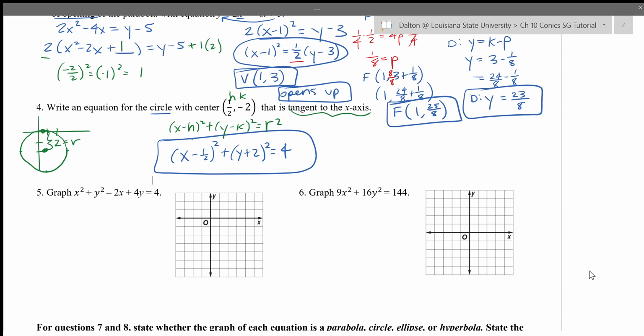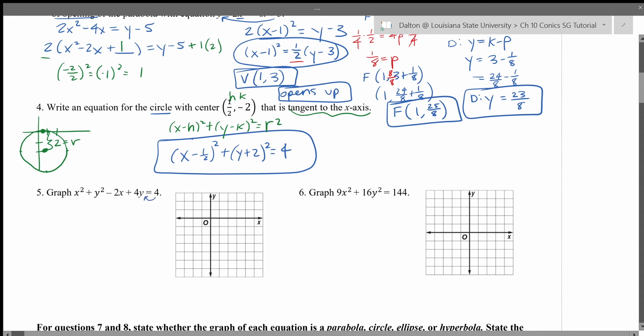So for number 5, if everything is equal to 0, I could just move this 4 to the other side, it'd be -4. That has no implication on A and C. A and C are the coefficients of x squared and y squared. So the coefficients right now of these are both equal to 1. So if A is equal to C, then that implies that this conic section is going to be a circle.